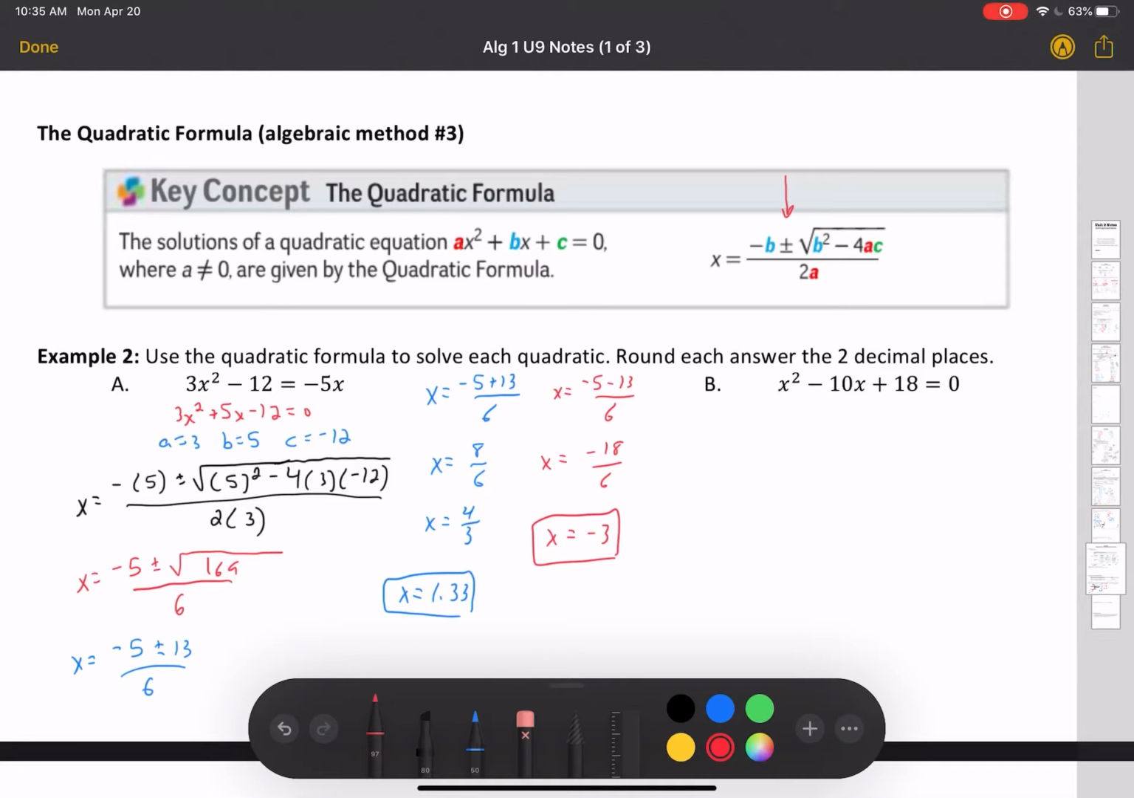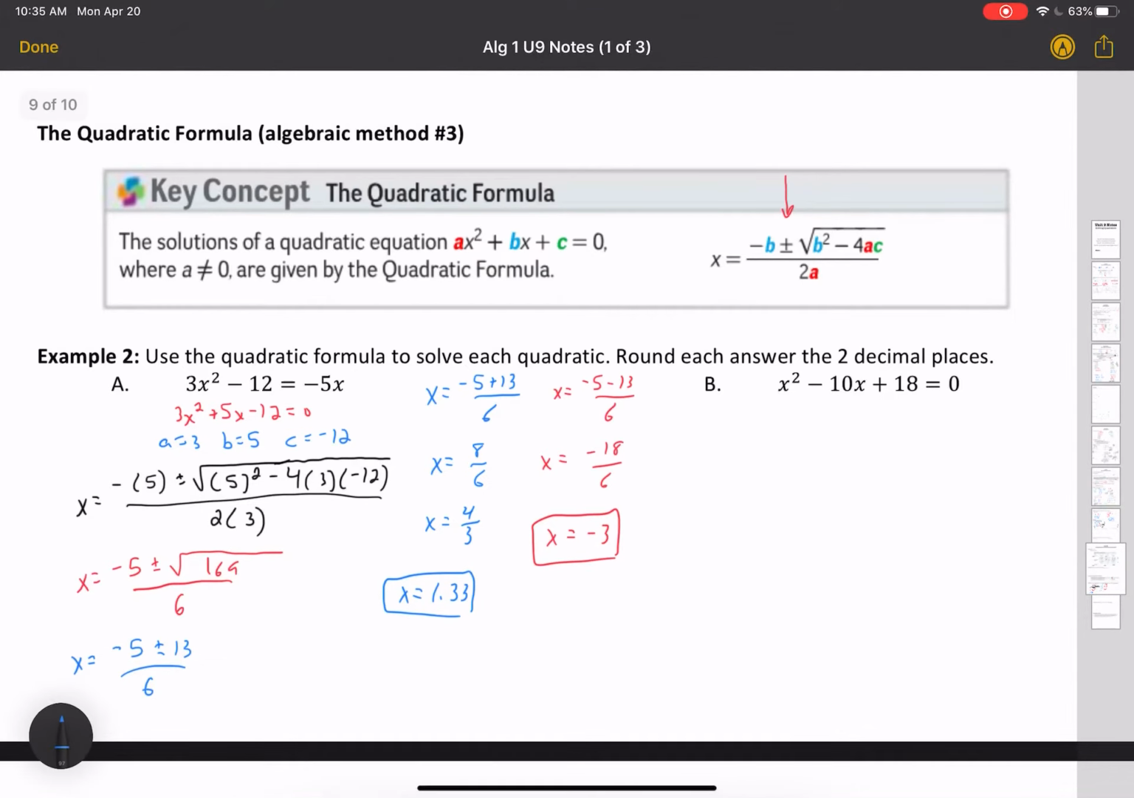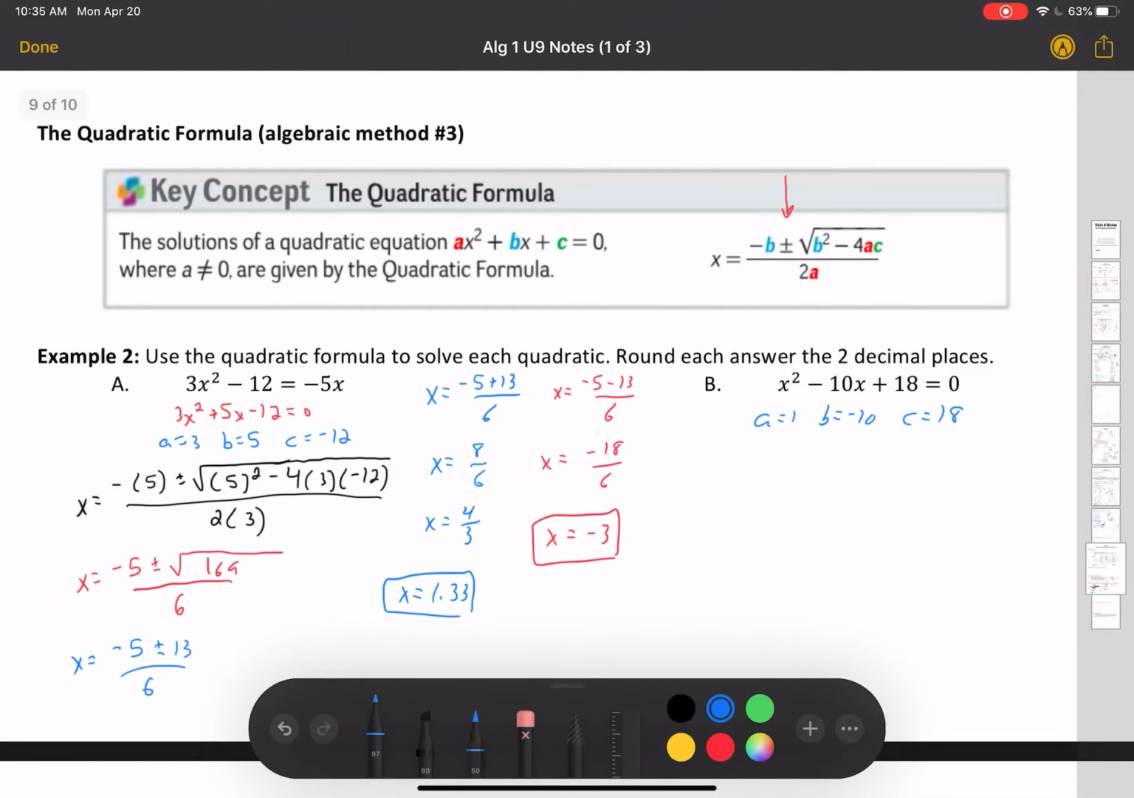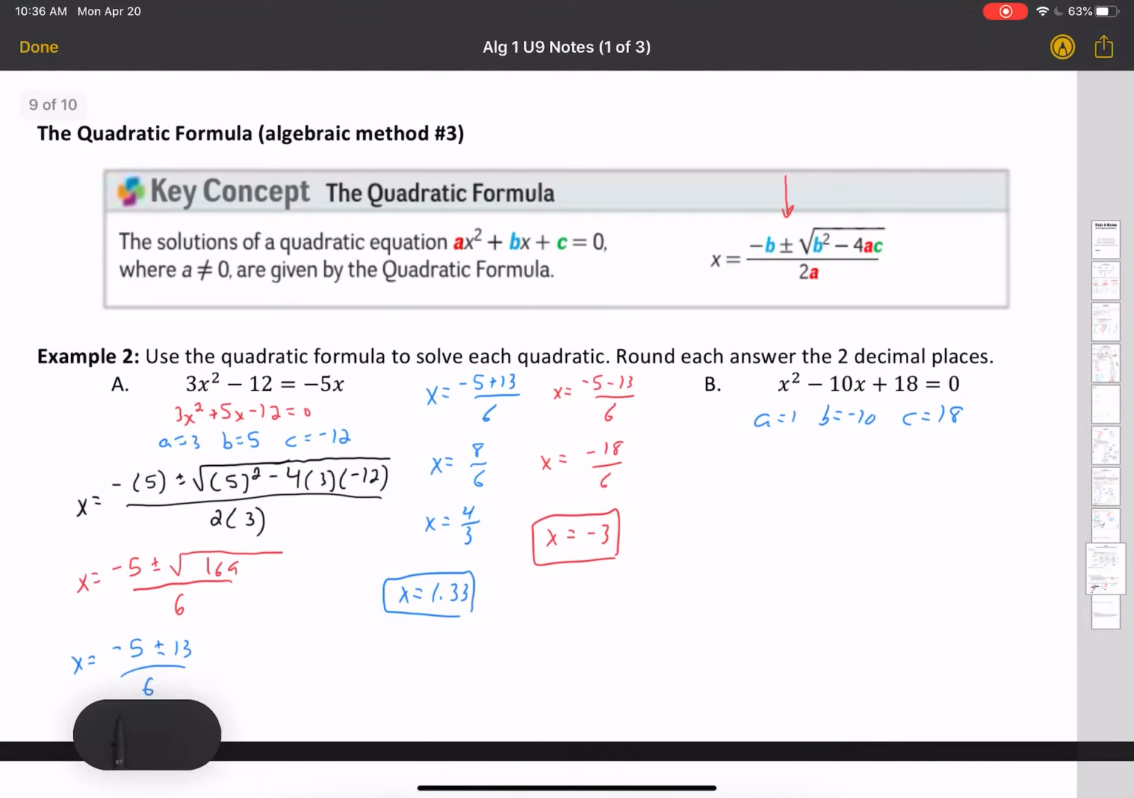Okay, let's now work on B. It's already in standard form. It's set equal to 0. Our a value is 1. Our b value is negative 10. And our c value is 18. So now I can go straight into the quadratic formula. x equals negative b, so negative 10, plus or minus the square root of b squared, or negative 10 squared. Make sure it's in parentheses.